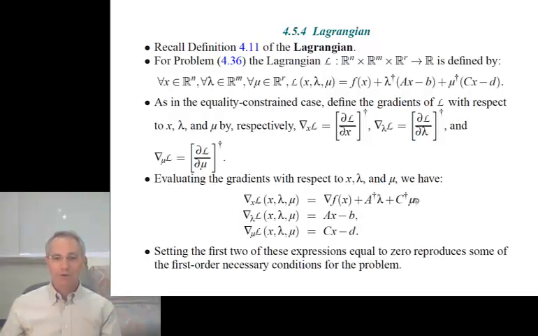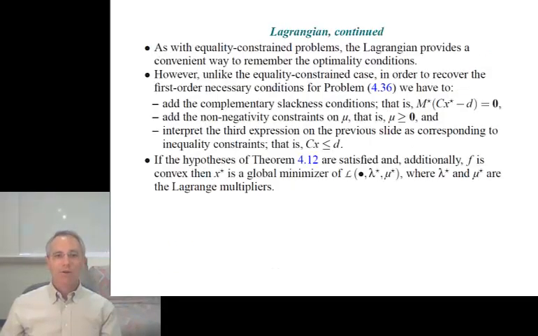And if we write them down, they reproduce some of the terms in the first order necessary conditions. We need to set the first term equal to 0 in the first order necessary conditions. We need to set the second term equal to 0, but we need to interpret the third term as inequality constraints. Furthermore, we need to add the complementary slackness conditions and non-negativity on mu, mu greater than or equal to 0, as well as interpreting Cx as being less than or equal to d to reproduce the first order necessary conditions.